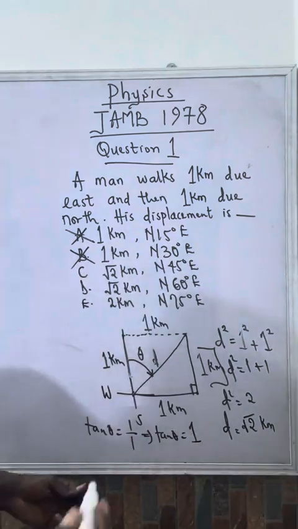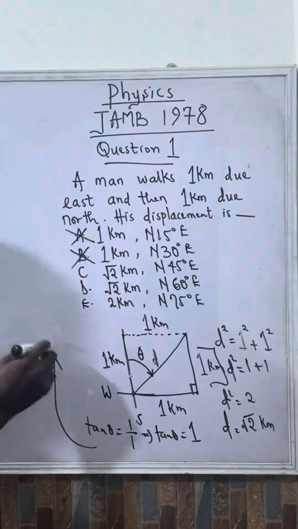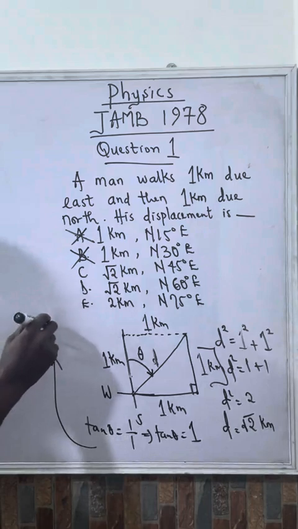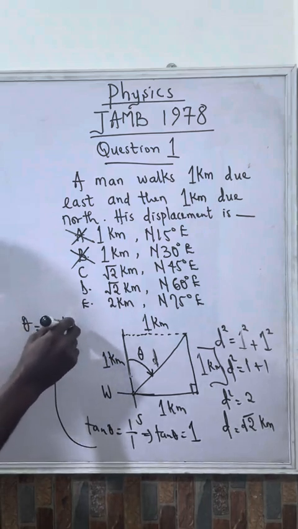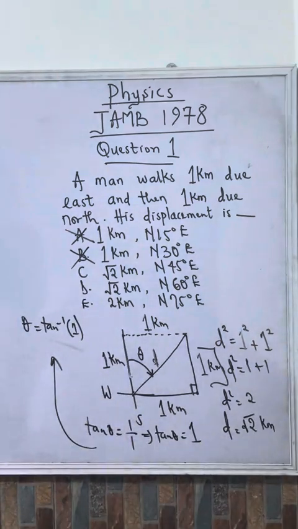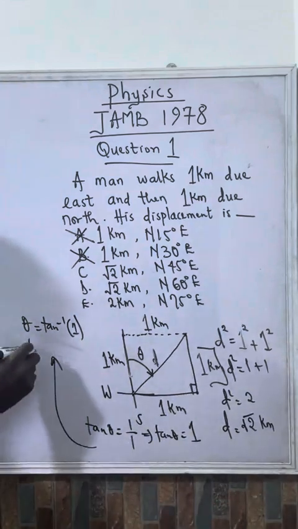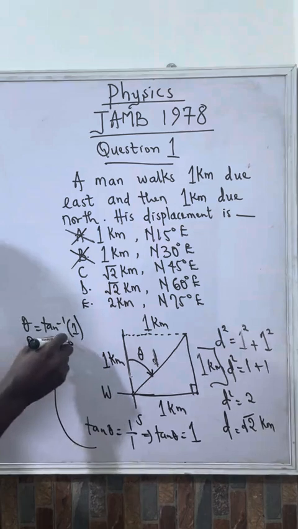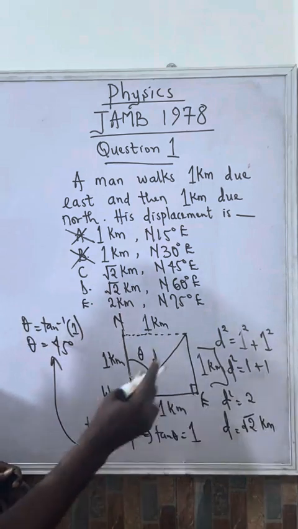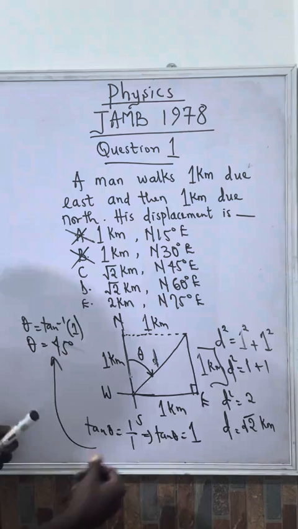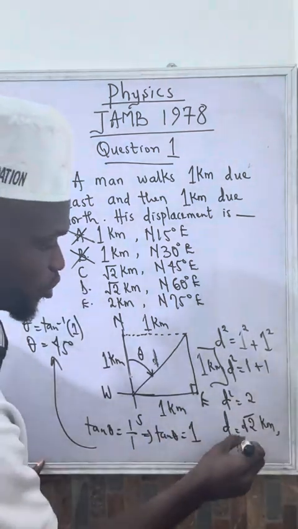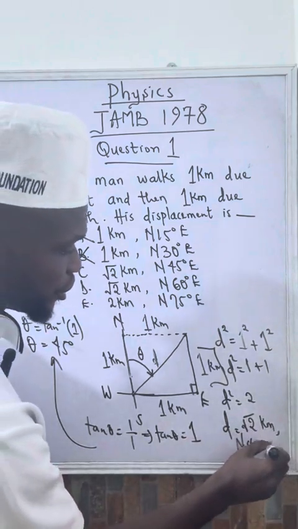From here, I'll take the arctan of both sides. Arctan of both sides gives theta, which is tan inverse of 1. That is the meaning of arctan: tan of which angle will give me 1? That angle is 45 degrees. So this direction is not the eastern direction. I will say this is 45 degrees east. So that means my displacement will be root 2 kilometers north, 45 degrees east.